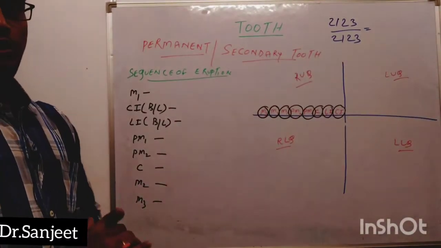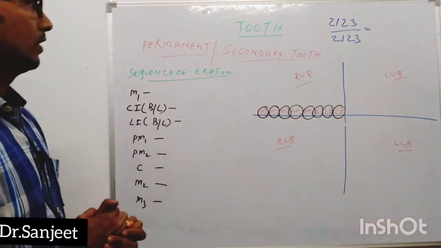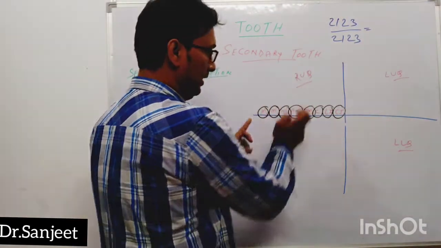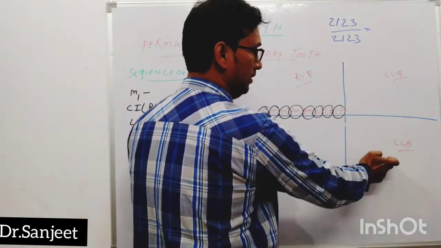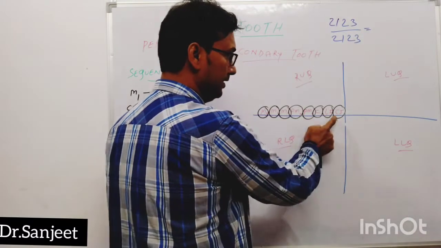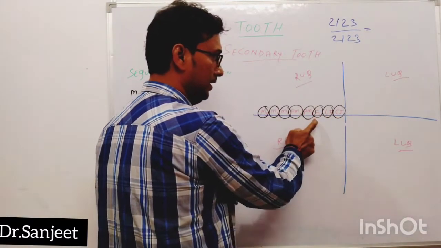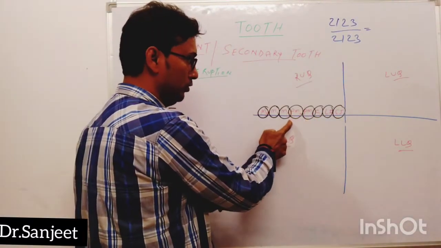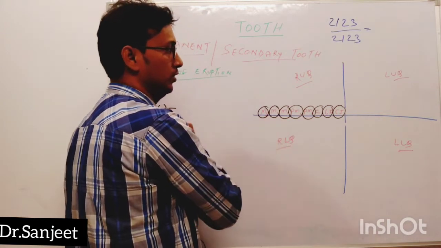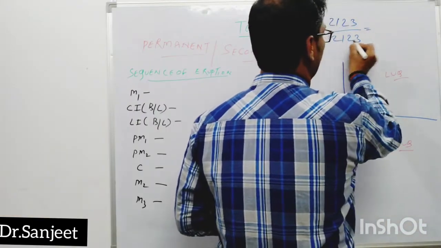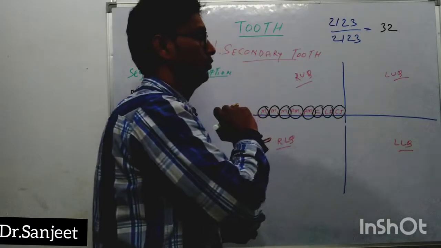Then permanent tooth or secondary tooth. This is the right upper quadrant, right lower, left upper, left lower quadrant. This is central incisor, this is lateral incisor, this is canine, this is premolar 1, premolar 2, molar 1, molar 2 and molar 3. The formula is 2123 by 2123 tooth.